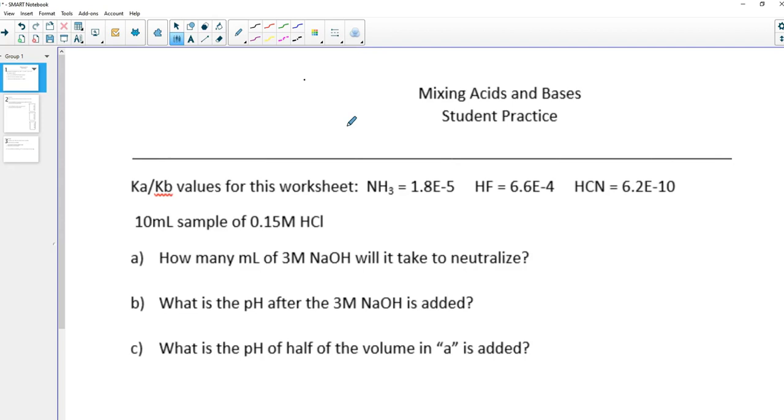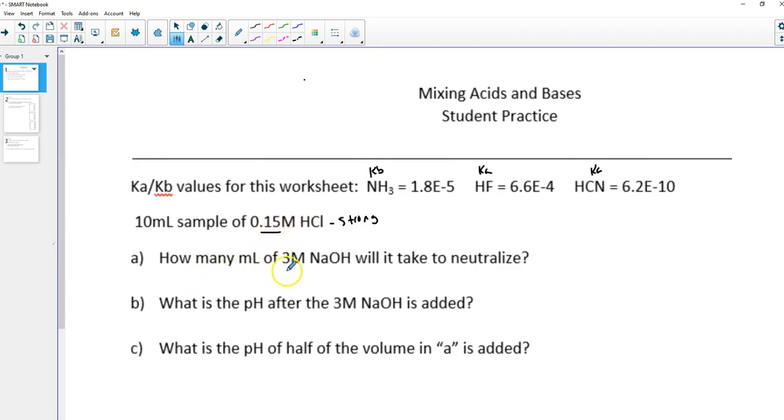All right, so what we have here is several Ka's and Kb's. You should note that this one here happens to be a Kb, this one is a Ka, and this one is a Ka. All right, so a 10 milliliter sample of a 0.15 molar HCl. Now notice there is no Ka for this. This is a strong acid. And if you want to find the pH of this thing, you could just take the negative log of 0.15. But that's not what it says.